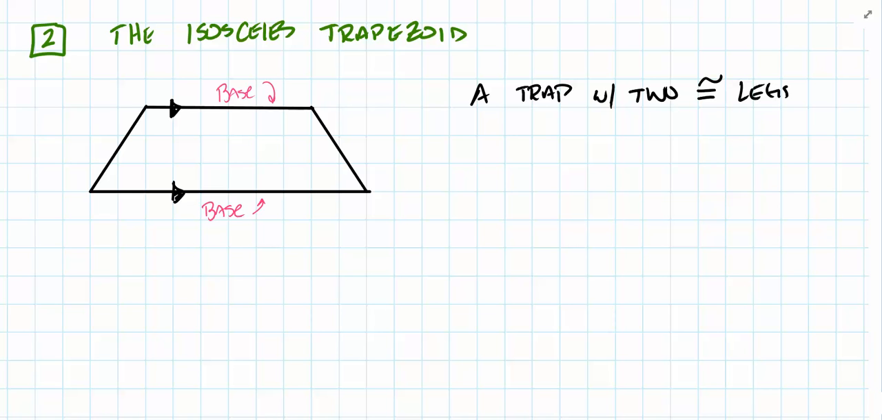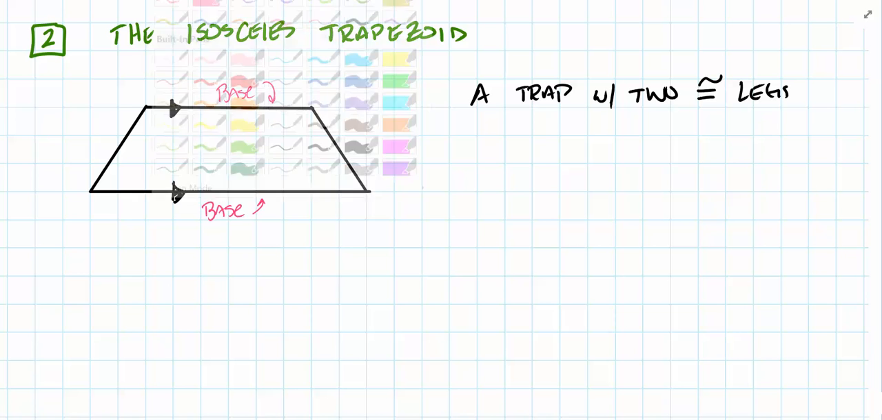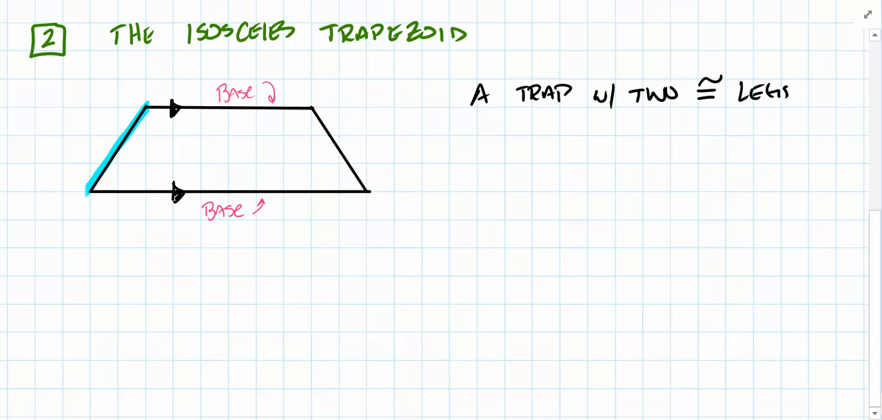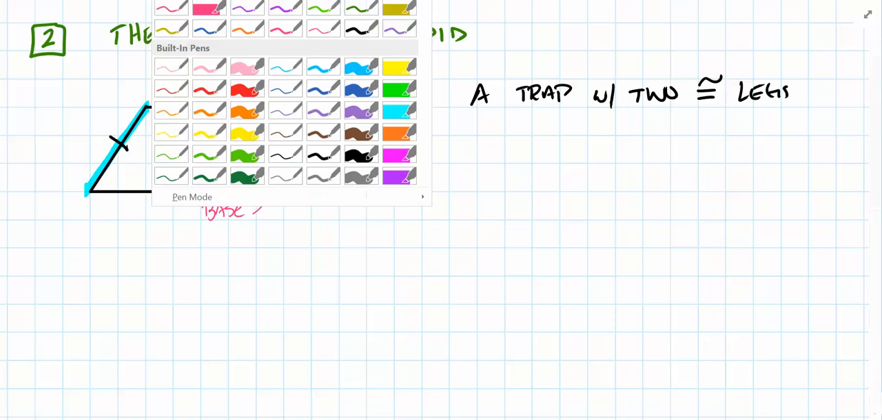Alright, so we can have regular trapezoids, which is what we had in the first box, which we'll deal with. And then we can also have isosceles trapezoids, in which case the trapezoid has 2 congruent legs. So these are the congruent legs. This leg over here and this leg over here. And they would be congruent, which makes this an isosceles trapezoid. And there's a theorem that comes along with the isosceles trapezoid, so I'm going to write that out for you over here.